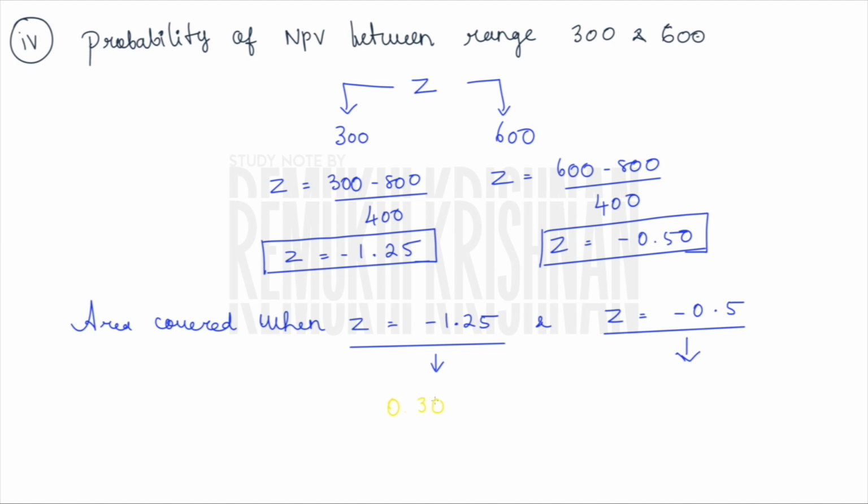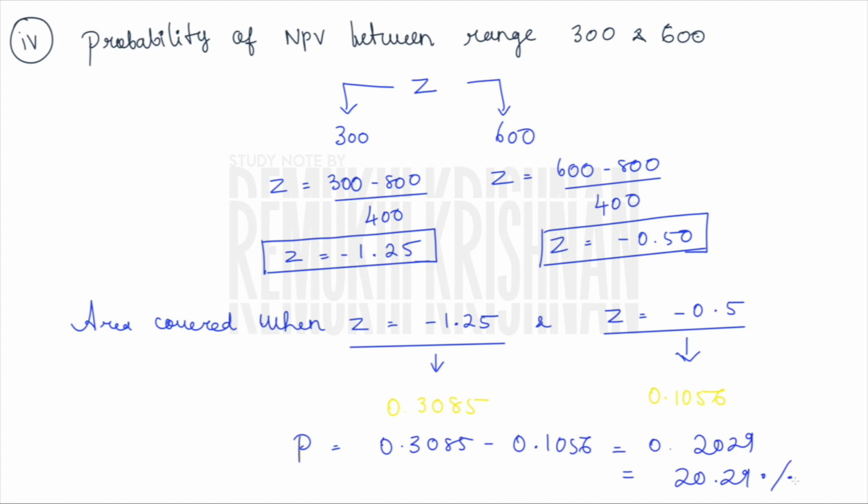Yeah, I'm just doing the same step here. So by this I arrive at my area where the range is between 300 and 600. In terms of percentage it comes to be 20.29%. There is a chance of 20.29% to get your NPV between 300 and 600. So that is the interpretation here.